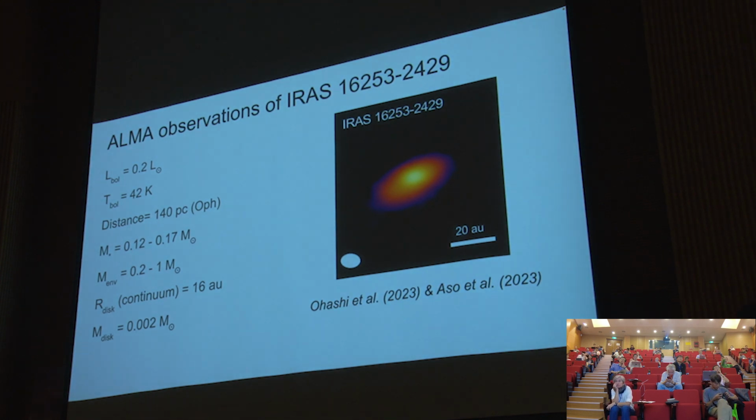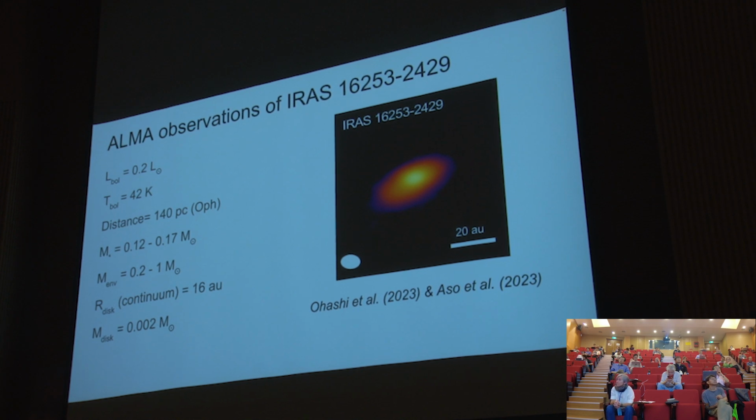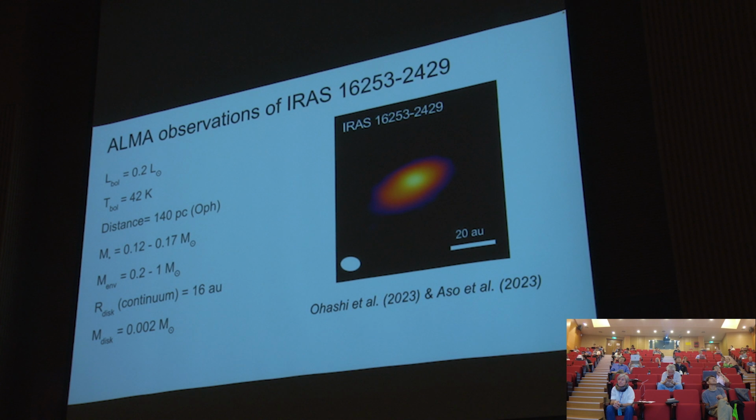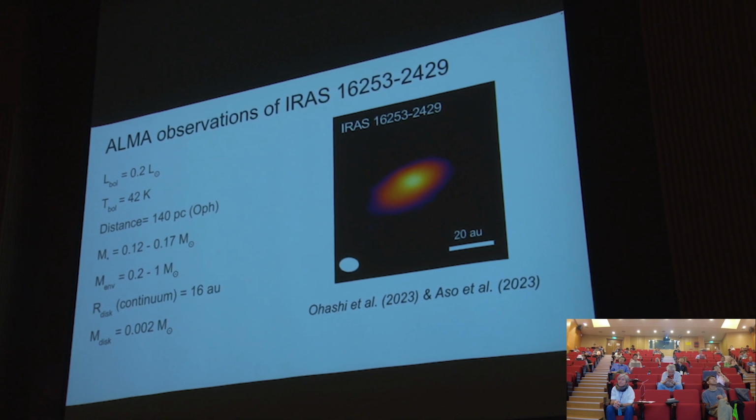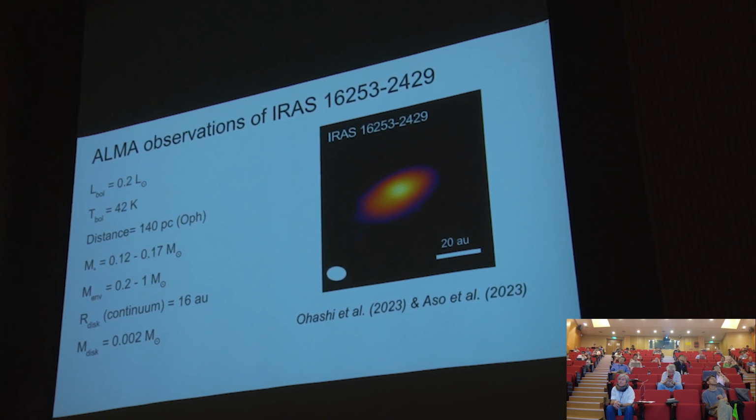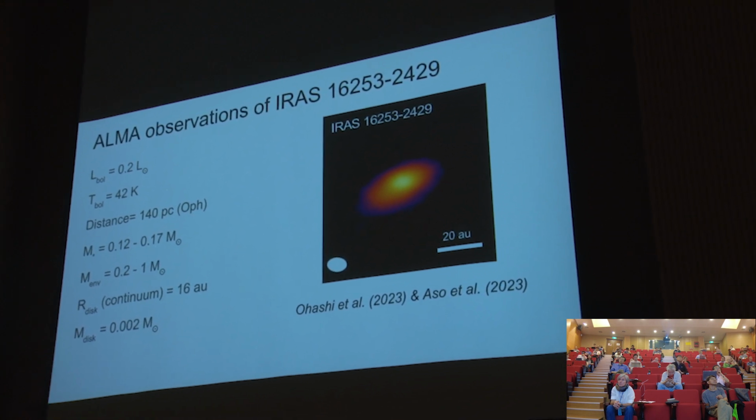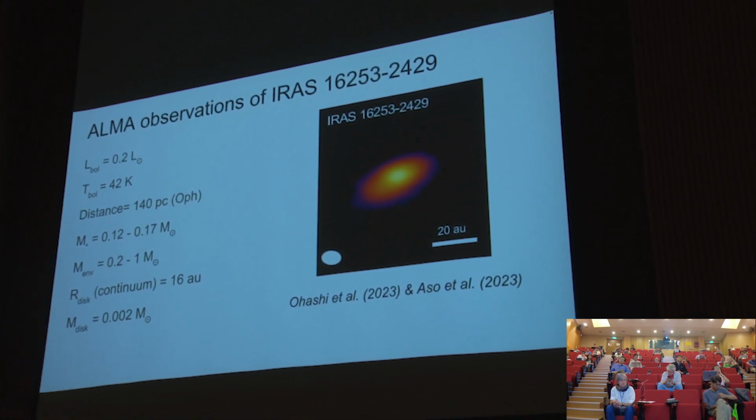It has a luminosity of only about 0.2 solar luminosities and a bolometric temperature of about 42 Kelvin, so it's a Class 0 protostar. It's relatively close by in Ophiuchus at only 140 parsec. The central object is about 0.12 to 0.17 solar masses, as demonstrated by Aso et al. There is a substantial envelope compared to the stellar mass, about 0.2 to 1 solar masses, and the disk is quite tiny, at only about 16 AU in radius with a mass of about 0.002 solar masses.